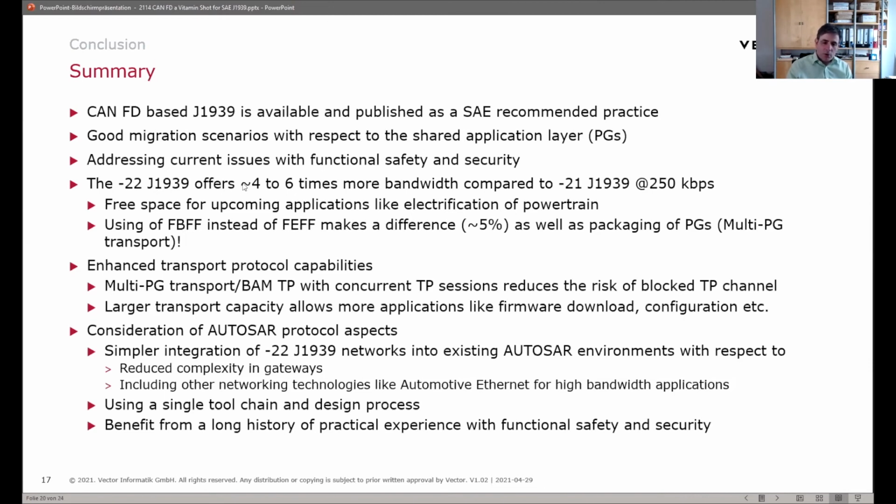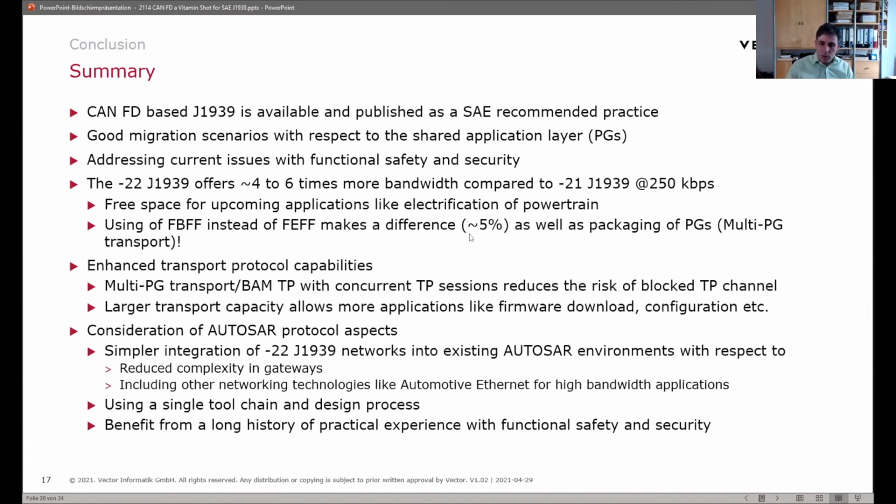And the J1939-22 protocol approach, and this is a practical value that we measured with some prototypes, is in practice about 4 to 6 times faster. If you really utilize a lot of transport protocols, which is unlikely, then you can easily double or triple this amount of time here. But in a realistic scenario, this is what you will gain if you switch from one protocol to the other. And you really should consider using basic instead of extended frames, because that gives you also an additional gain of bandwidth of about 5%.